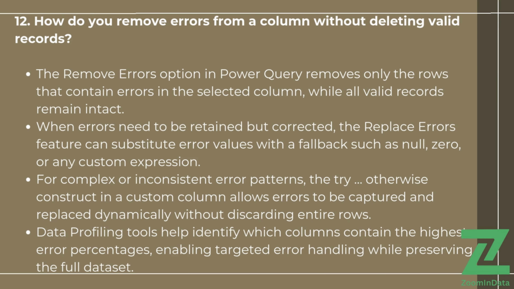12th question. How do you remove errors from a column without deleting valid records? The Remove Errors option in Power Query removes only the rows that contain errors in the selected column, while all valid records remain intact. When errors need to be retained but corrected, the Replace Errors feature can substitute error values with a fallback such as null, 0, or any custom expression.